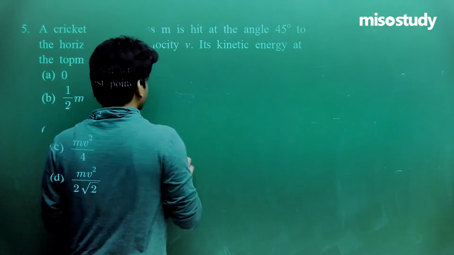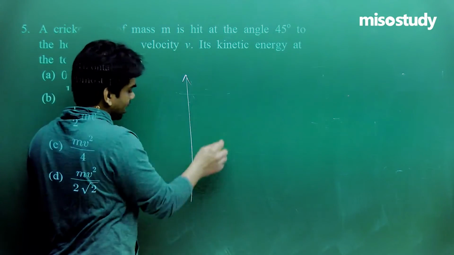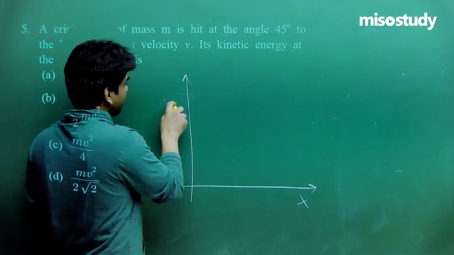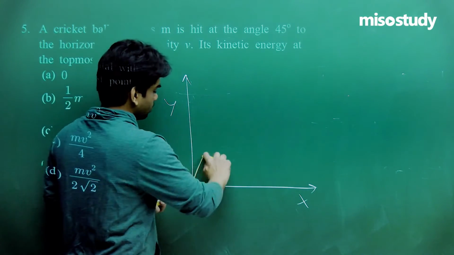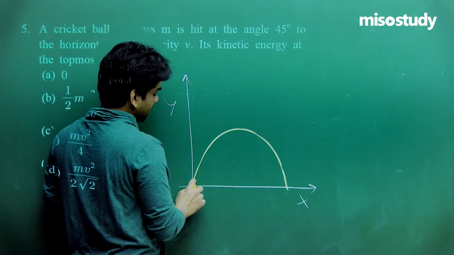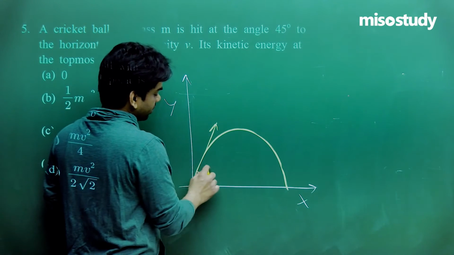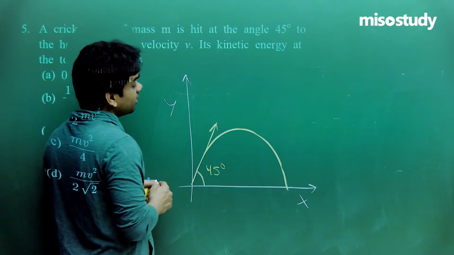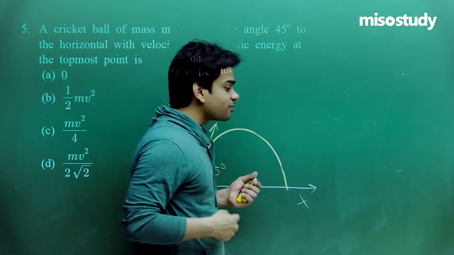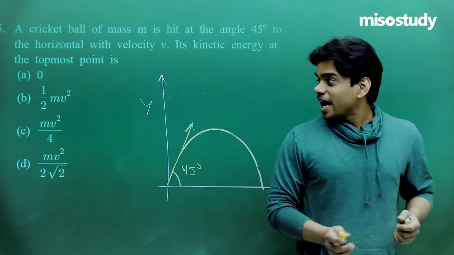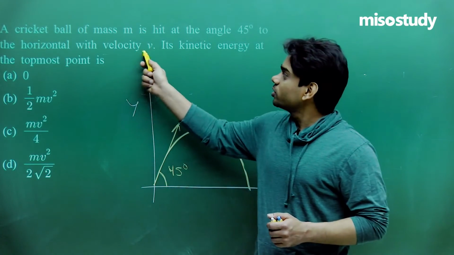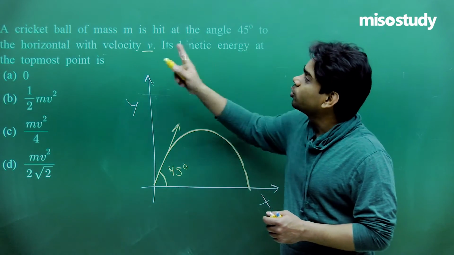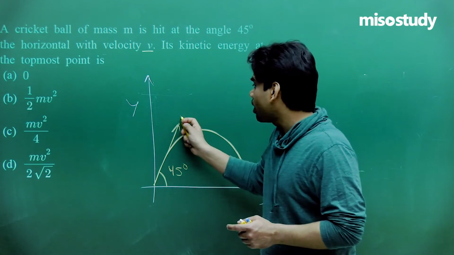So again, I will show you how the path of the projectile is. This is the x-axis, this is the y-axis, this is the projectile, and it's hit at an angle of 45 degree. And now you see, let's say the speed with which it is projected. Now, it's hit at the angle 45 degree to the horizontal with velocity v. That means the velocity is v.